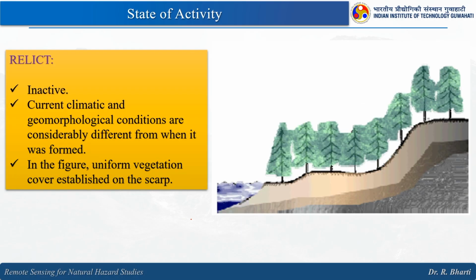Now, the relict. It will be very hard even to identify whether any landslide occurred at this particular slope because there will be no traces here. This is inactive. Currently climatic and geomorphological conditions are considerably different from when it was formed, and here you can see uniform vegetation cover established. So, it will be very hard even to notice that there were a few landslides in this particular region.